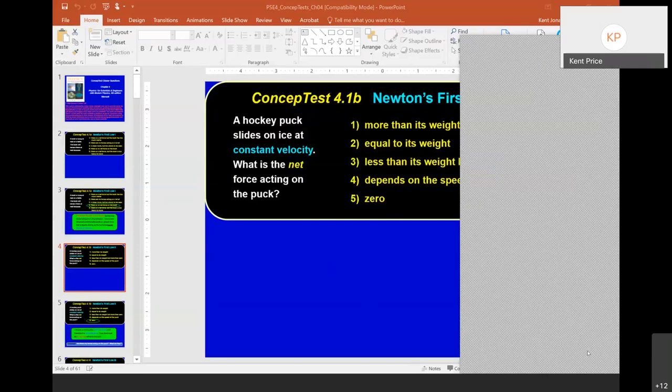Just make sure that it really does say constant velocity. If it says constant speed, that's not good enough, because speed is a scalar, velocity is a vector. With constant speed, it would also have to be in the same direction the whole time. If it says constant velocity, you know that it's the same direction the whole time. So if you see constant velocity, say, zero acceleration, no net force. Okay.